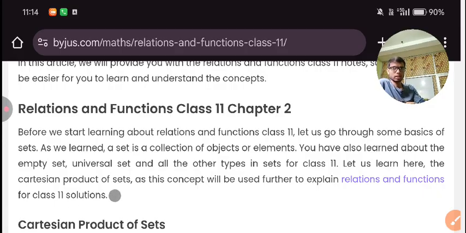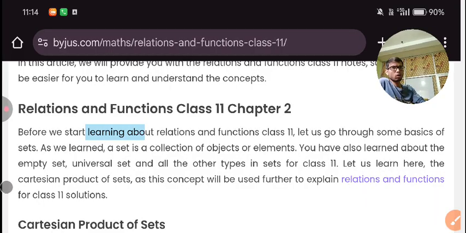Here I don't want to give you too much motivation. Here we have relations and functions. Before we start learning relations and functions, let us go through some basics of sets. As we learned, a set is a collection of objects. In a set we put objects or elements.